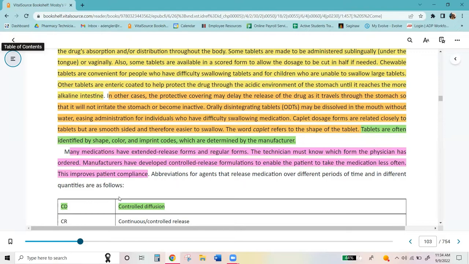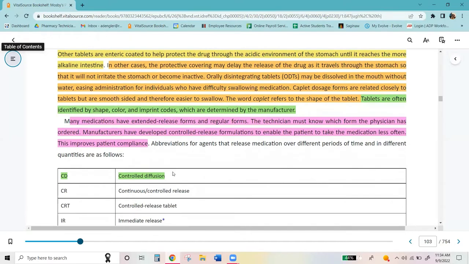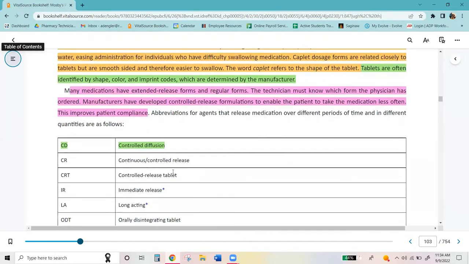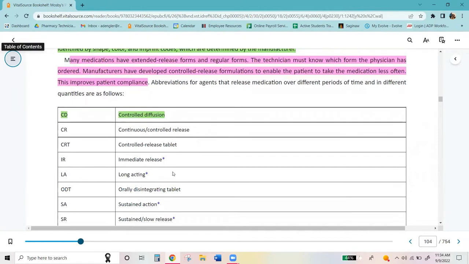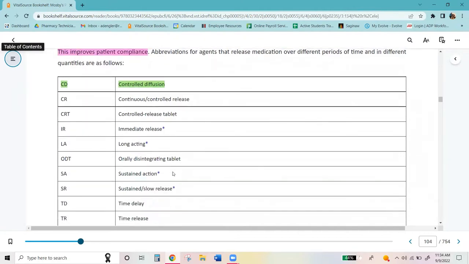This improves patient compliance. Here are some abbreviations for agents that release medication over different periods of time and in different quantities. So CD means controlled diffusion. CR is continuous controlled release. CRT is a controlled release tablet. IR is immediate release. LA, long acting. ODT, orally disintegrating tablet. SA, sustained action.